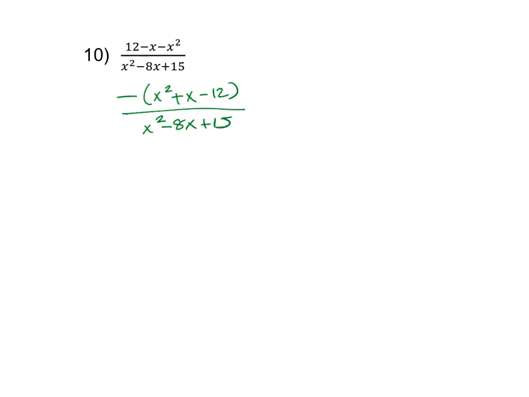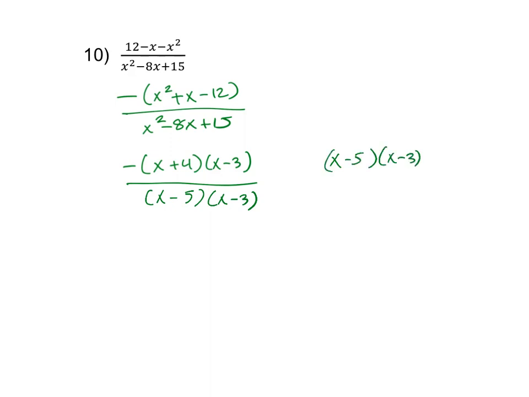So now we can factor. Two numbers that you multiply and give you 12, and you subtract and give you 1. So I have x plus 4, x minus 3. On the denominator, two numbers that you multiply and give you 15, and you subtract and give you negative 8. So in this case, it's x minus 5, x minus 3. Okay. Before simplifying, I'm setting my denominator equal to 0. x minus 5 equals 0, x minus 3 equals 0. So x equals 5, x equals 3, so x cannot equal either of those two numbers.